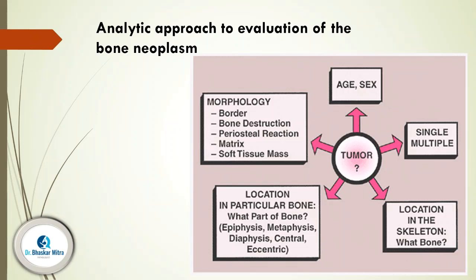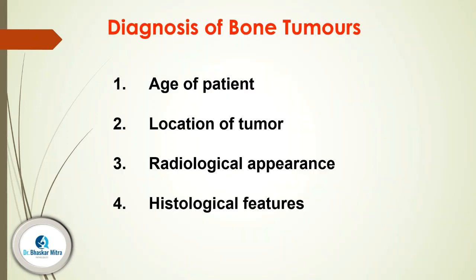Now, the radiological details like the border of the tumor, whether it is showing any bone destruction, any periosteal reaction. Then comes the matrix and other soft tissue mass formation in this bone tumor. So again, the key things are age of the patient, location of the tumor, radiological appearance and the histological features.